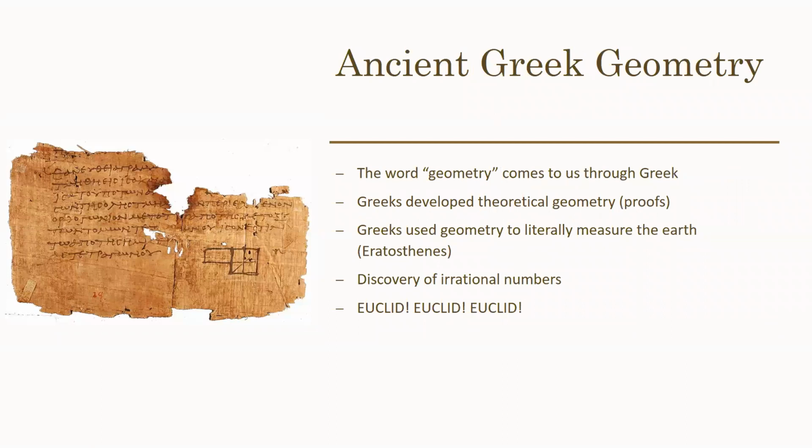In ancient Greece, that's when they developed theoretical geometry where you're doing proofs. And they didn't do 2-column proofs either. That's a more modern invention. Their proofs were verbal. And they literally used geometry to measure the earth. They discovered irrational numbers, and then, of course, Euclid.